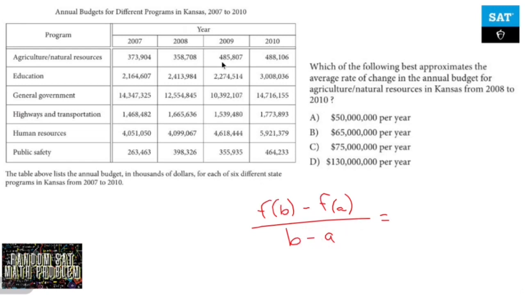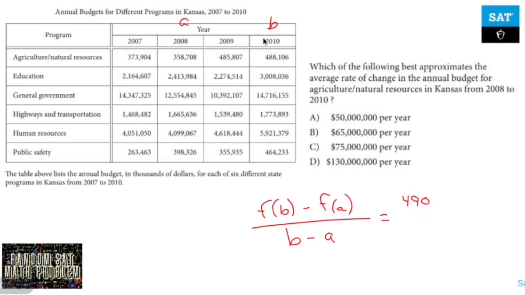My f of A would be that number right there. My f of b would be that number right there. But they want us to average things out. So I'm going to use the numbers that I think are appropriate. These are b. That's A. So f of b would be, I'm going to go with, let's round up to 490K.